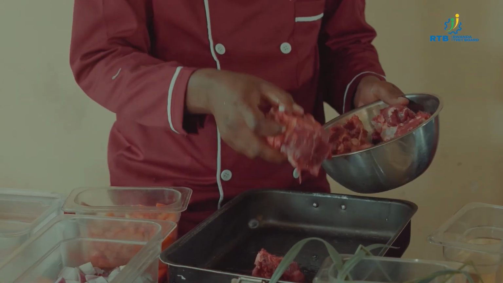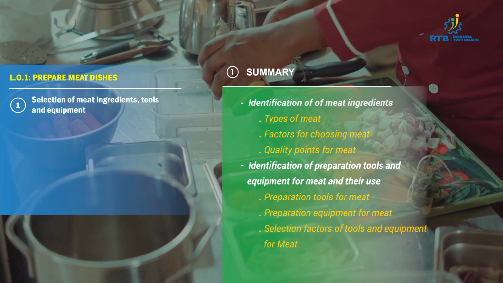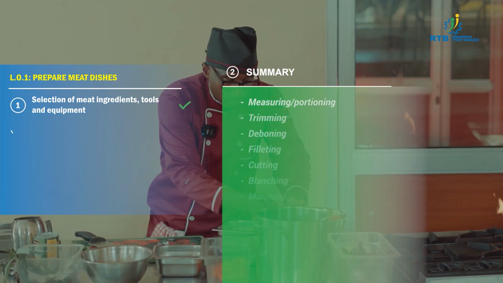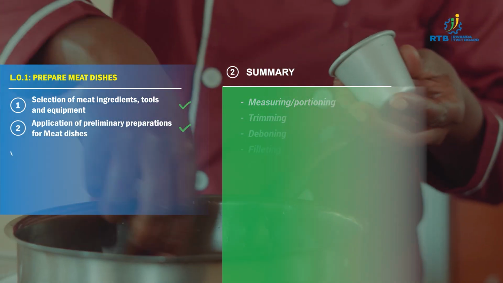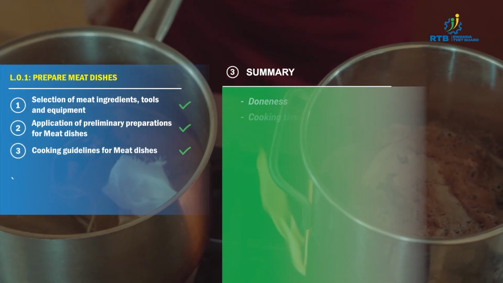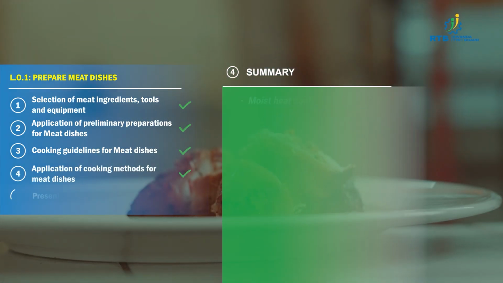In summary, we've covered the selection of meat ingredients, tools and equipment, preliminary preparations for meat dishes, cooking guidelines, application of cooking methods, and presentation techniques for meat dishes.